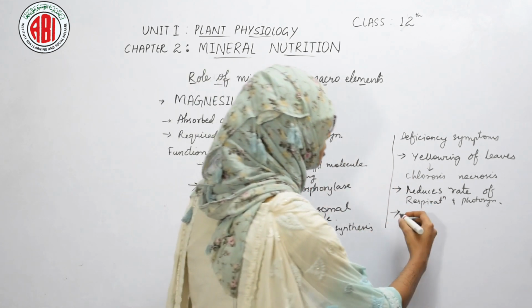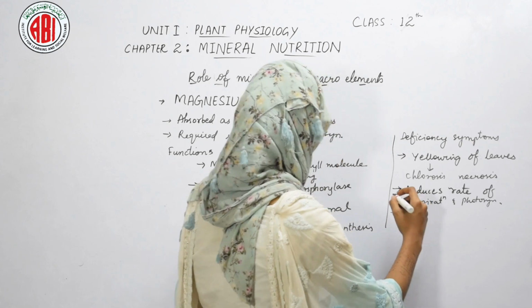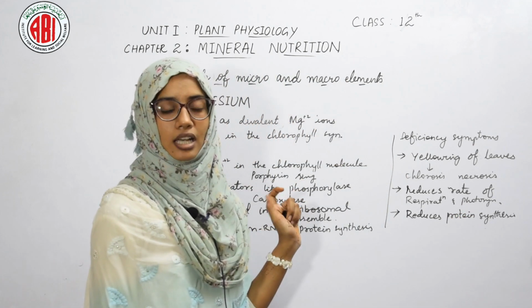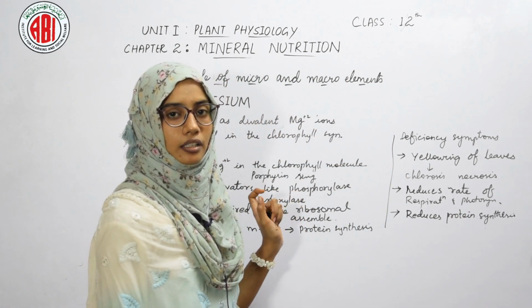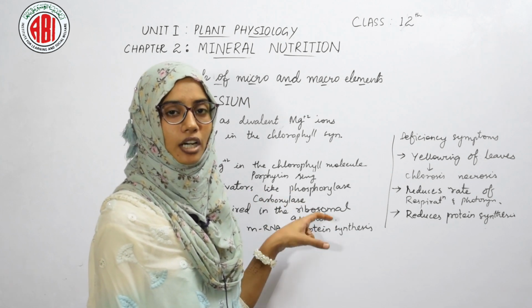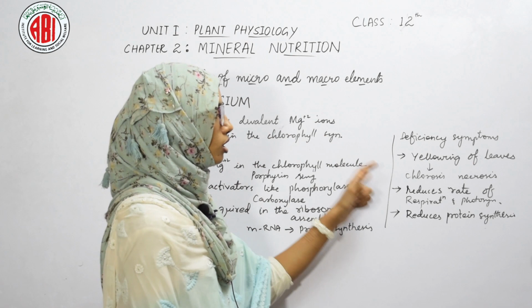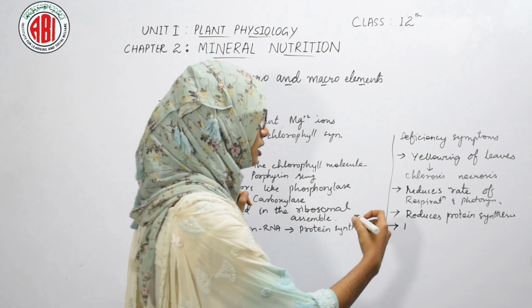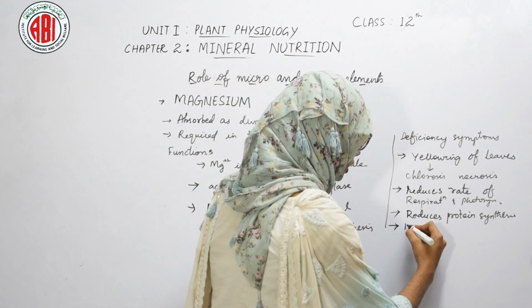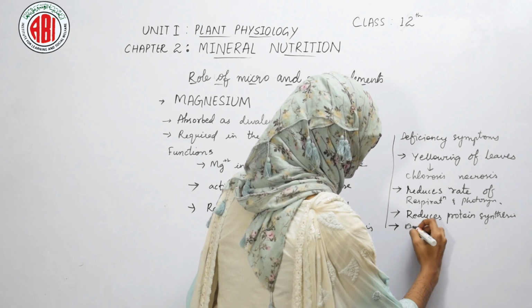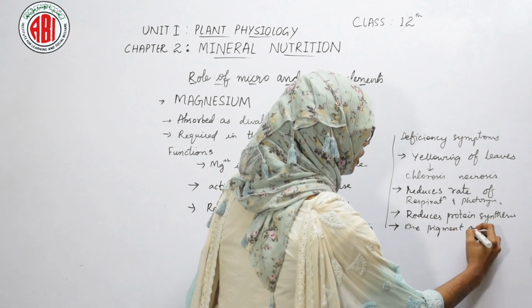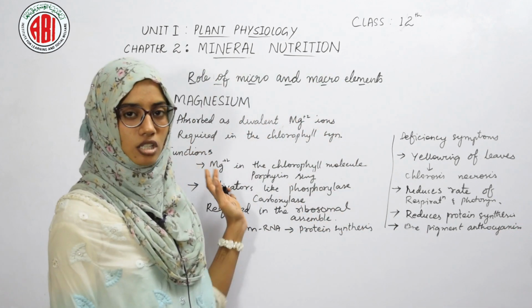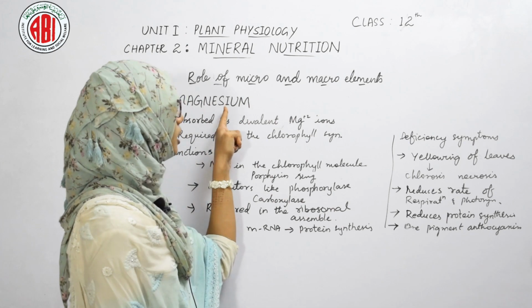The next deficiency symptom in the case of magnesium is reduced protein synthesis. As magnesium ions help in ribosomal assembly, that means they help in protein synthesis, but due to the absence of magnesium ions, protein synthesis would get affected or reduced. And due to the deficiency of magnesium ions, one pigment named anthocyanin, which is purple in color, is produced in the plant body. So these are certain functions and deficiency symptoms of the element magnesium.